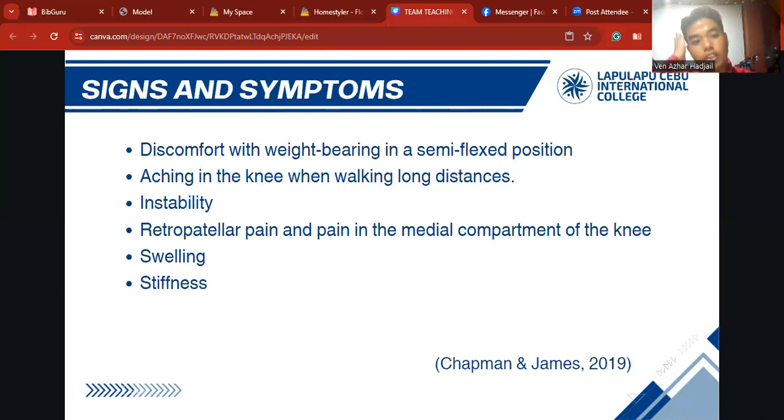When we talk about retropatellar pain, as we all know, when your femur and your tibia are positioned this way, there's also a bone here, and that bone is called the patella. What this means is there is pain in the space between the patella and the femur. There may also be swelling and stiffness. Not only that, the patient may also feel a popping sensation during the accident.